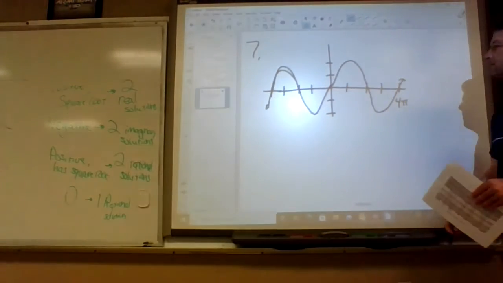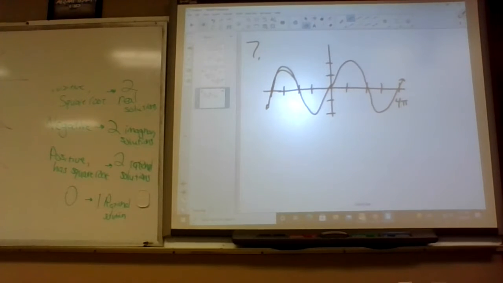Write a function to describe the graph. Okay, well, the amplitude is 2. Wait, can you not say it out loud? It's sine. Yeah, don't say it out loud. Actually, don't say it. Let people do it.